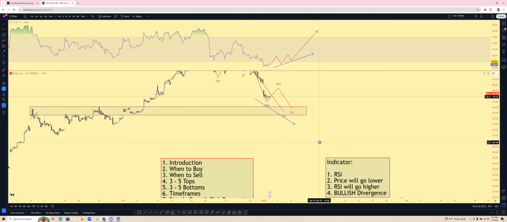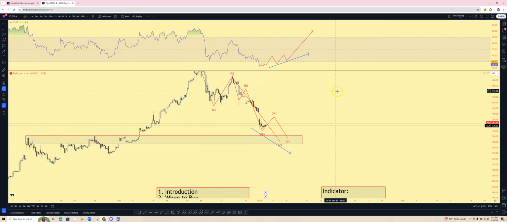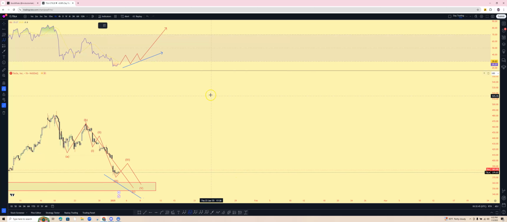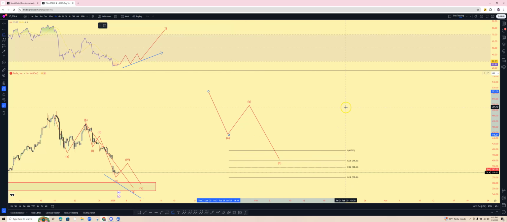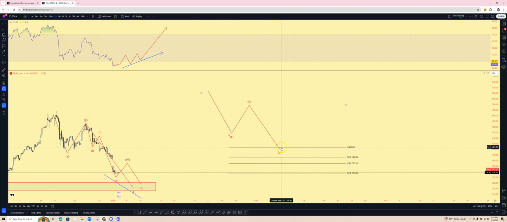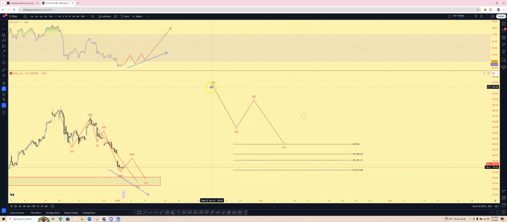So in order to identify the bottom, remember, guys, this is the structure you need to know. We have an A, B, C coming down. For the A, B, C, we take the extensions, the height of A, project it out to the B. So C can land anywhere between 1, 1.236, 1.382, or 1.618, but typically it likes to do the 1-to-1. That's where you typically see a bounce.